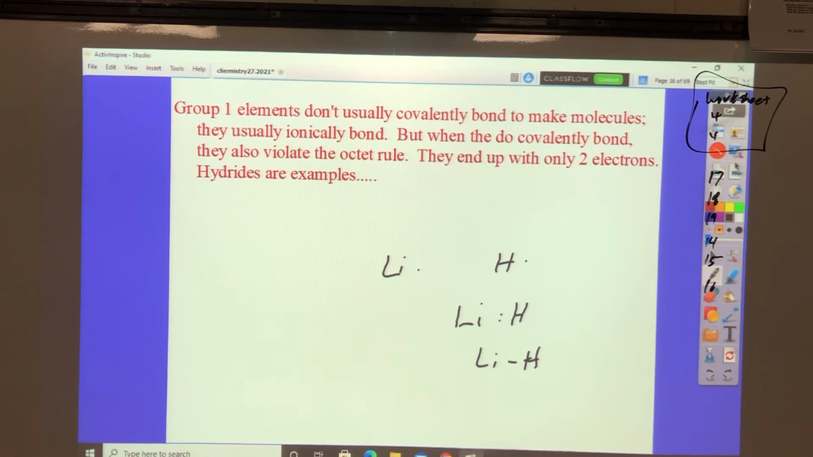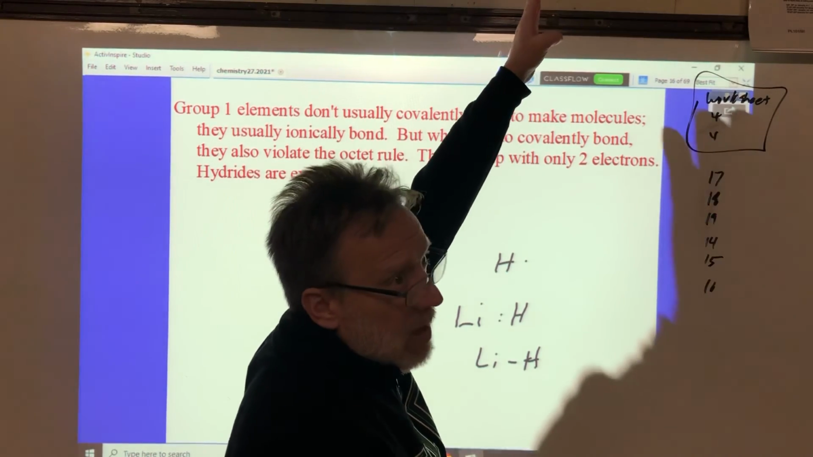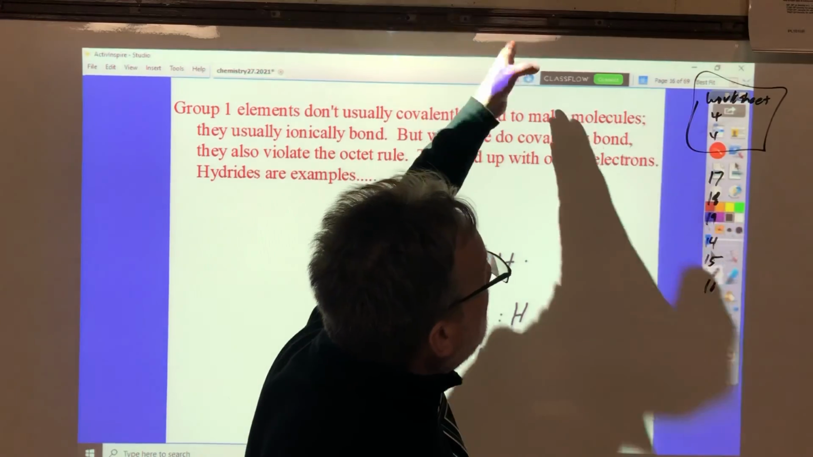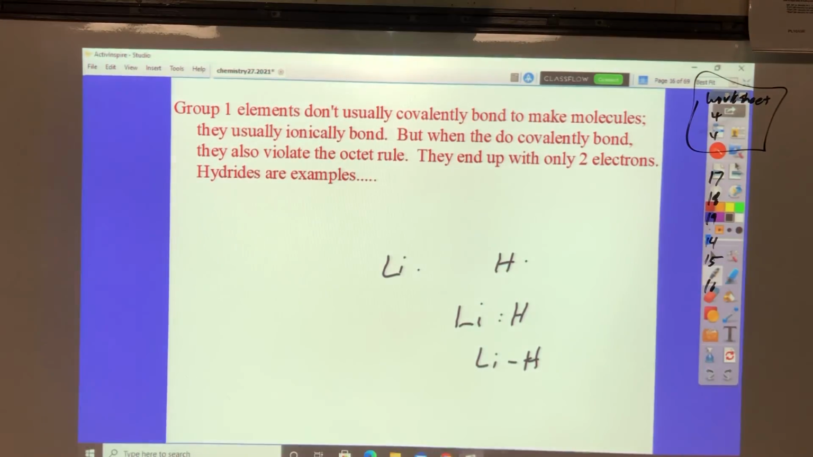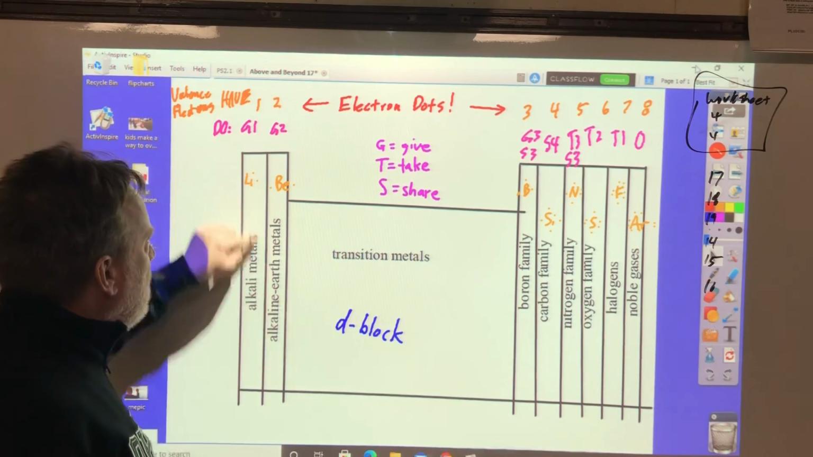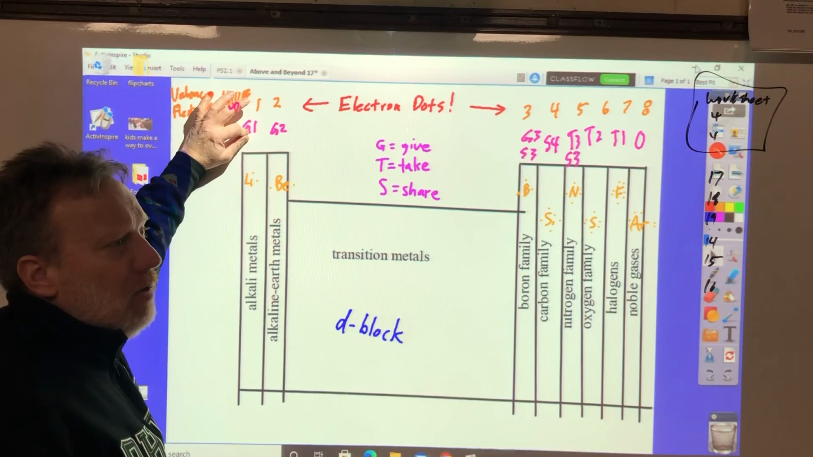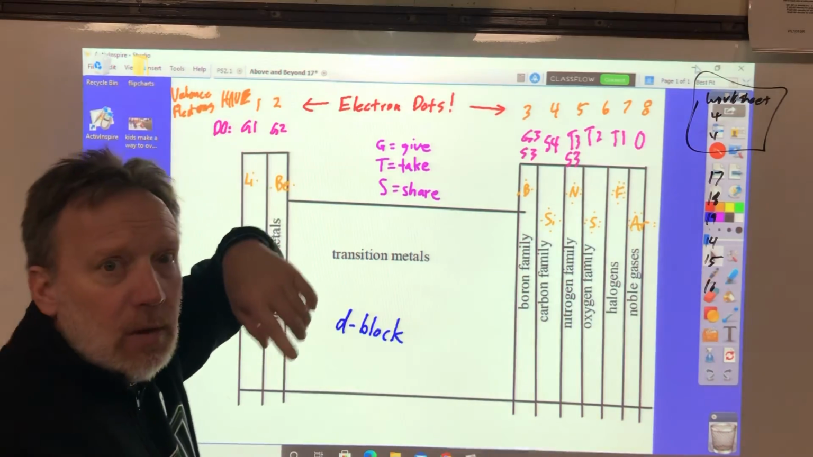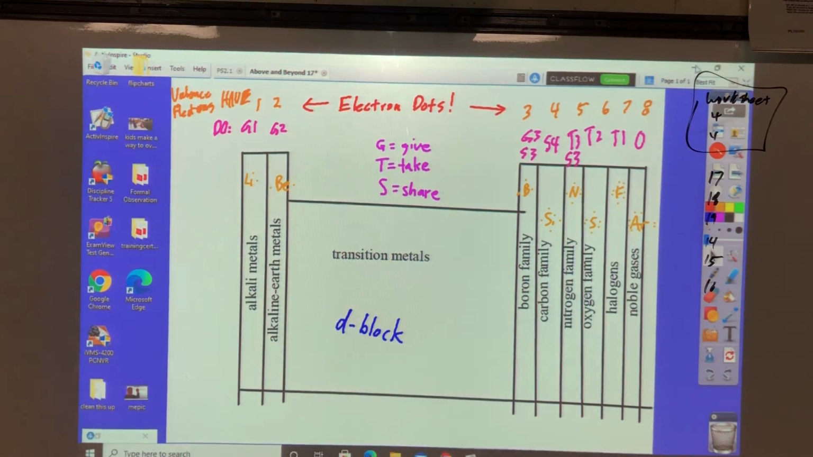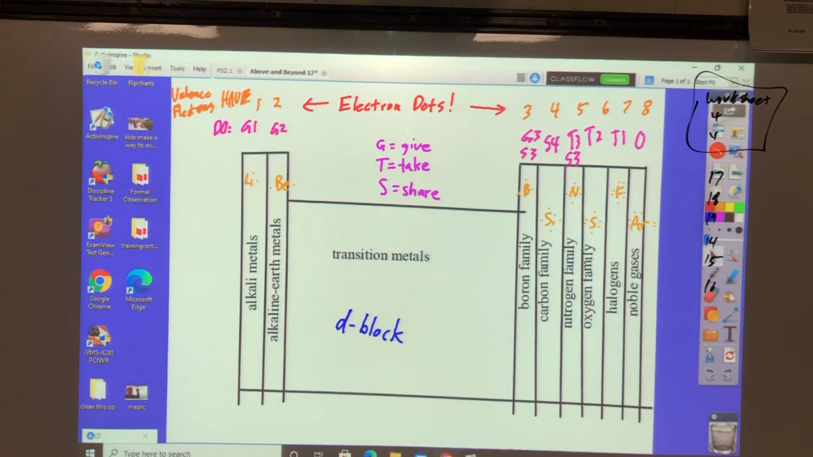Okay, group 1 elements. Hydrogen and alkali metals below it, lithium, sodium, potassium, this family. Right here. It's got hydrogen at the top. Now I wrote in here that these families don't usually covalent bond. Well, hydrogen does. Hydrogen covalent bonds all the time. Most of the rest of them do not. Most of the rest of them ionically bond most of the time.